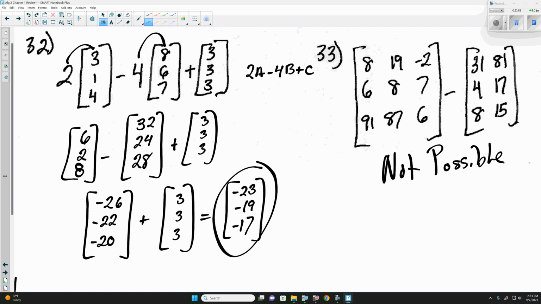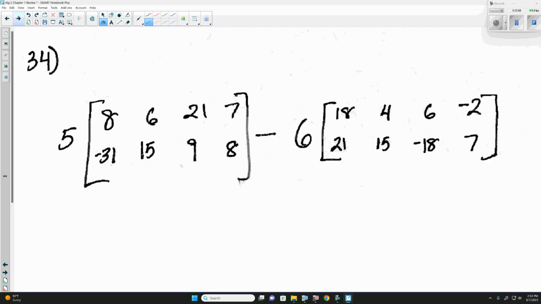We good with these here? 36 and 37 are the exact same thing, but it's just doing the same steps. Now, you can do this in the calculator. I did show how to do that on the calculator. So with these here, if you want to watch the video, I do go over how to do these in the calculator, and then you can just type it in as 5A minus 6B, hit enter, and it actually gives you the answer.